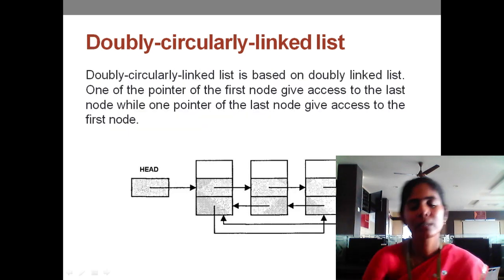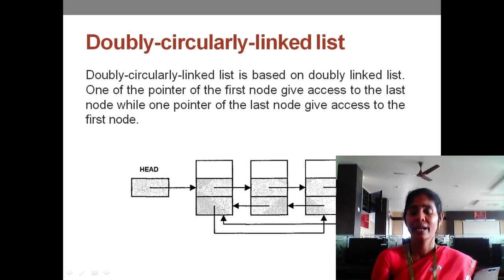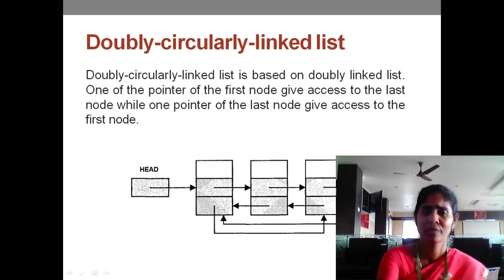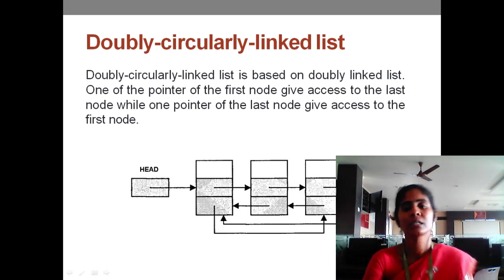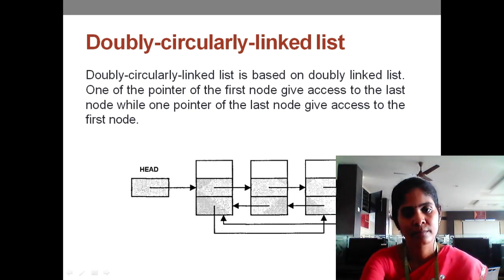What about the doubly circular linked list? There we have a two-way connection. The last node is pointing to the first node and the first node is pointing to the last node. This is the doubly circular linked list.